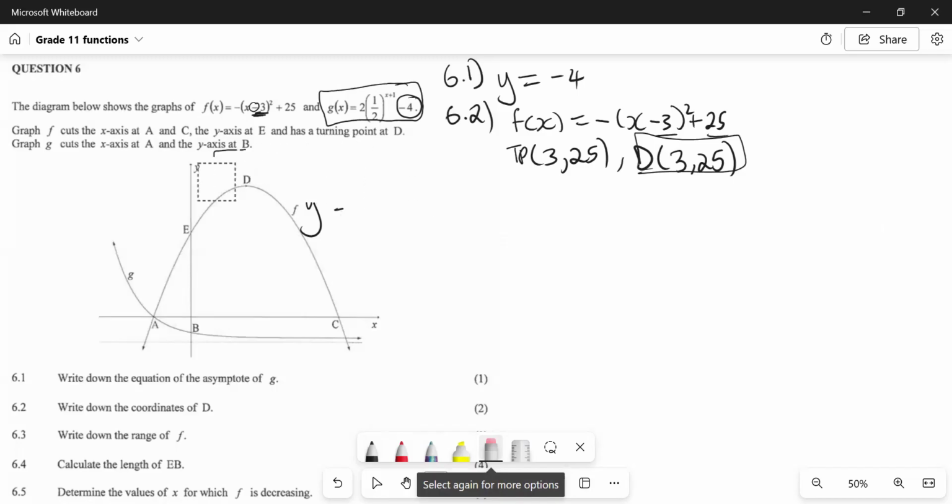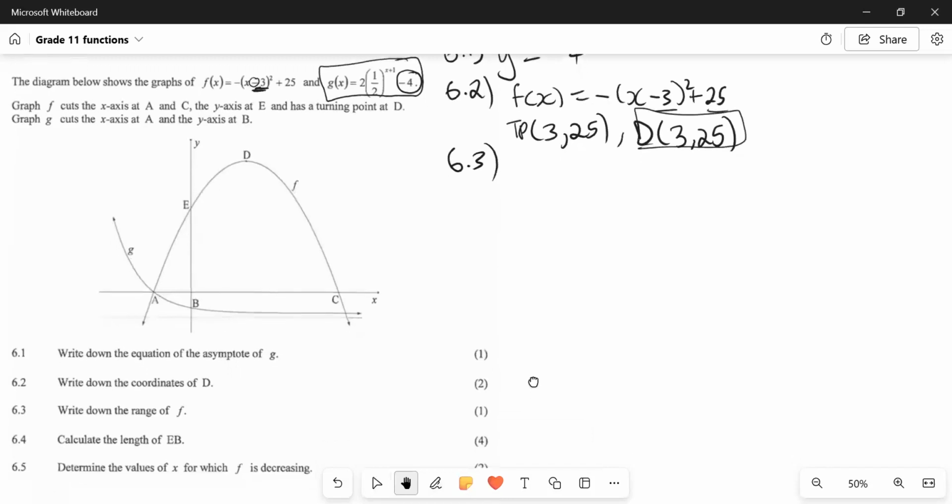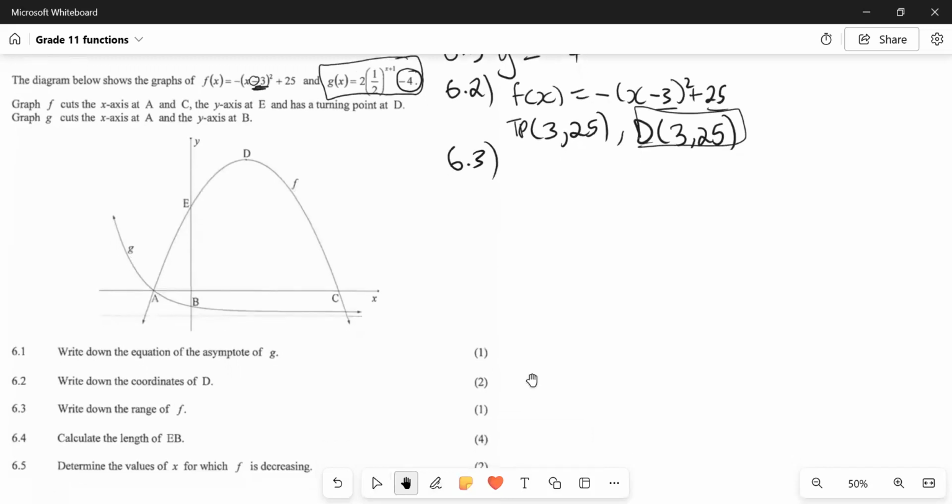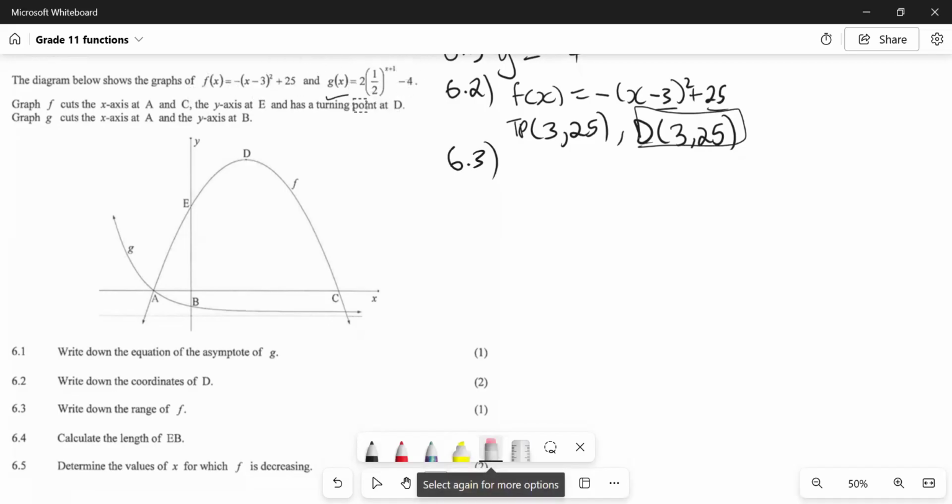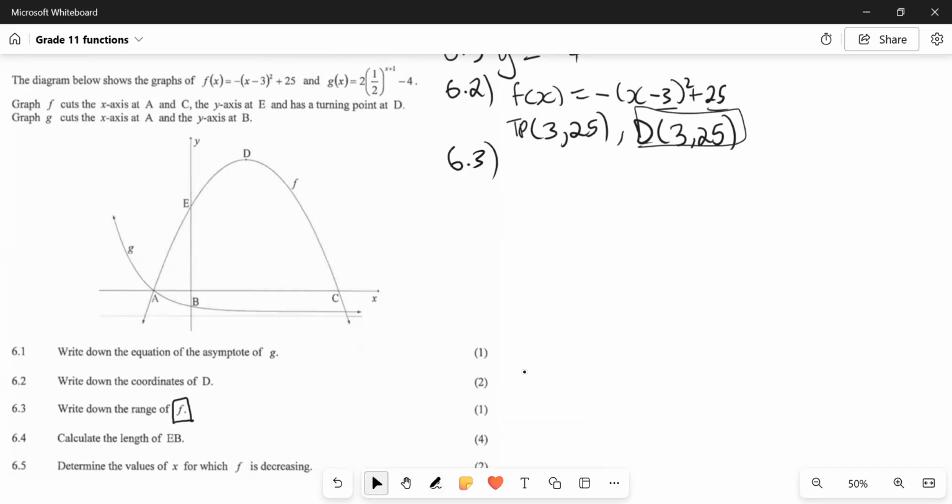Okay, now let's move to the next question, 6.3. Write down the range of f. So we're looking for the range of f. Before we write down the range of f, we need to understand the definition of a range. What is a range? A range is just simple. Where do you see your graph in terms of y? Which graph? You go back to your question. Range of f. So where do you see the graph of f in terms of y, right?